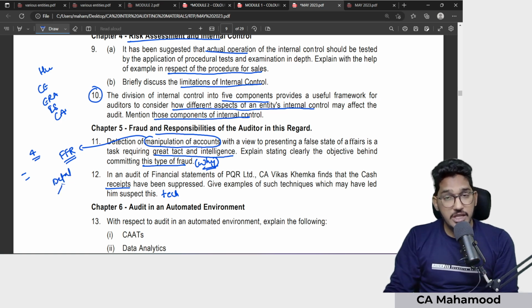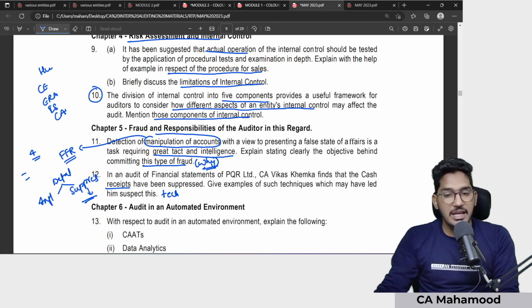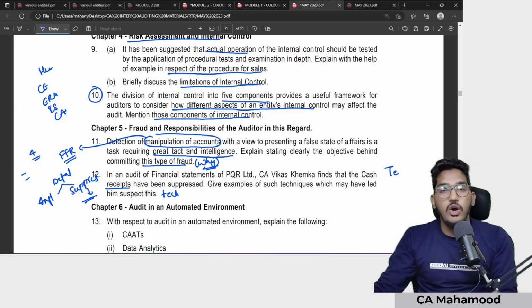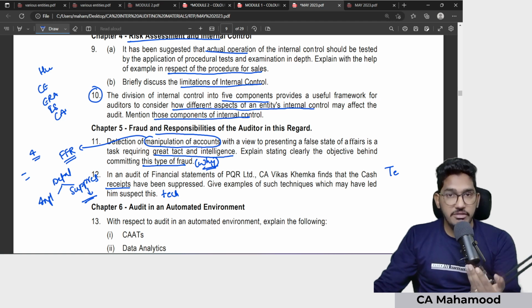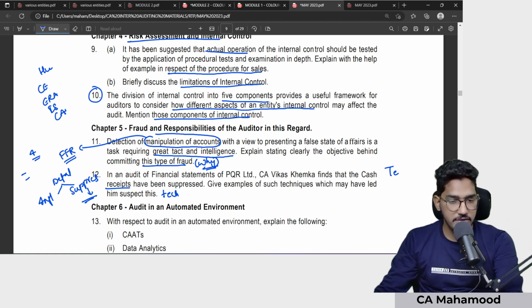In that defalcation of cash, 2 headings will be there. One is inflating cash payments. Other one is suppressing cash receipts. In the suppressing cash receipts, there will be certain points that you are supposed to write. Like teeming and lading you have to write, or not accounting for cash sales, not accounting for miscellaneous income. This kind of things you have to write here. Techniques for suppressing the cash receipts you are supposed to write.